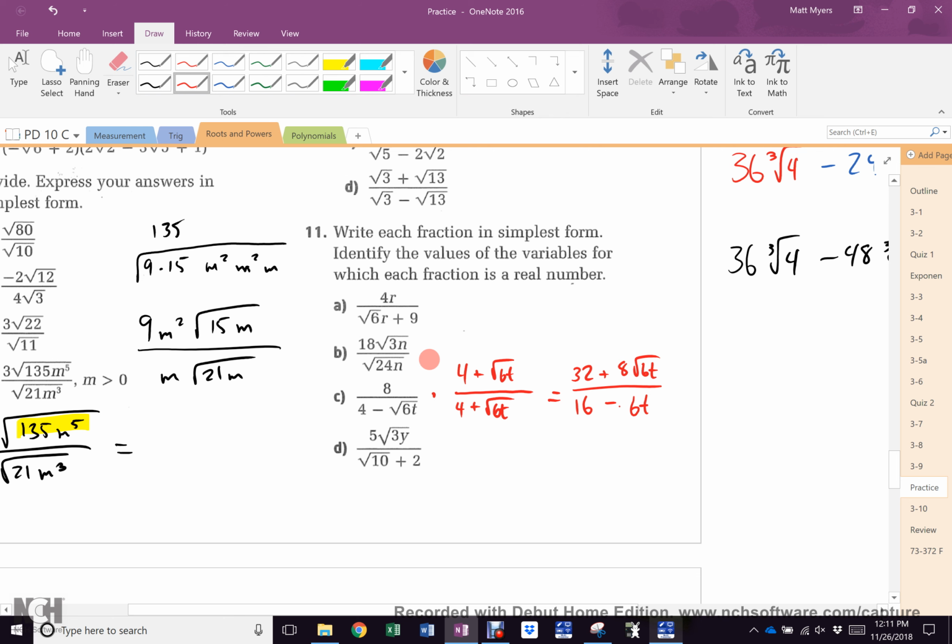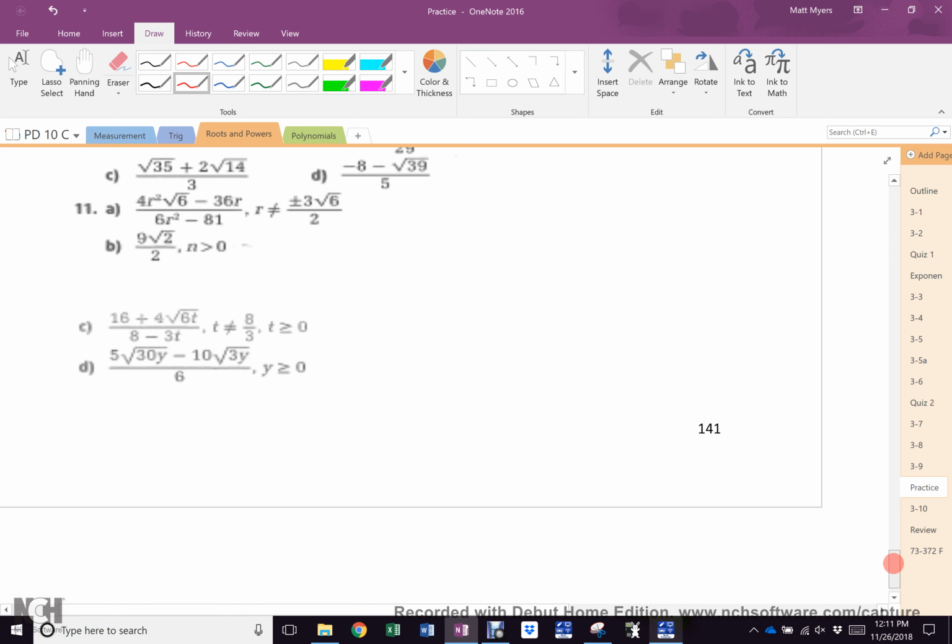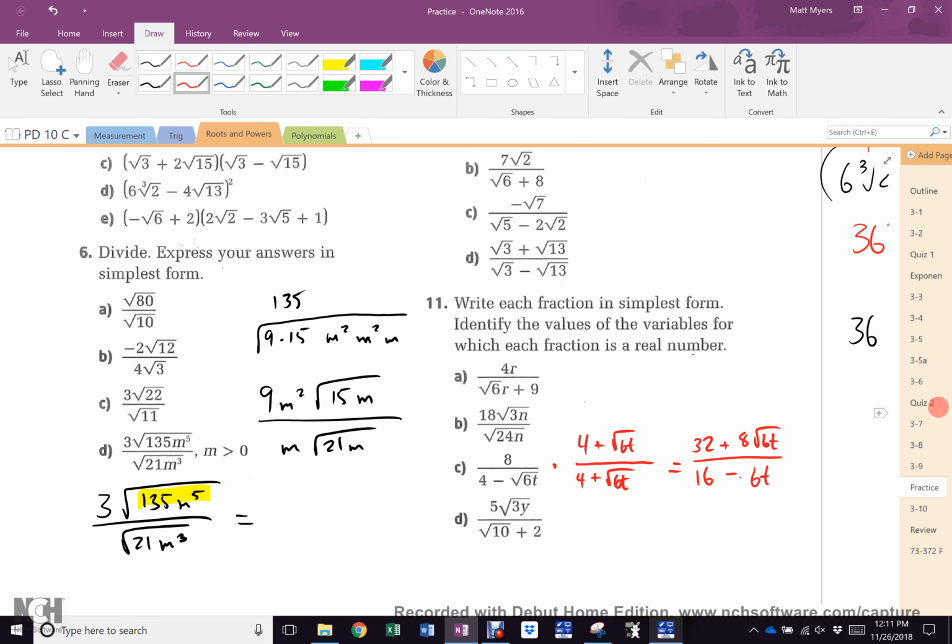Okay. Now, simplify this, I think. Depends on what the answer asks for, how much further I would ask you to go. Yeah, they want it further. Easy peasy. What do you notice about 32, 8, 16, and 6? They're all even. So it is 16 plus 4 root 6t over 8 minus 3t. And now I'm done. I've got no radicals on the bottom. I've collected all my like terms. I've simplified everywhere I can. Okay? Excellent.